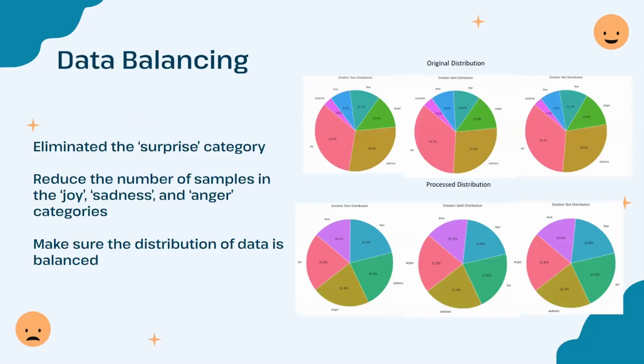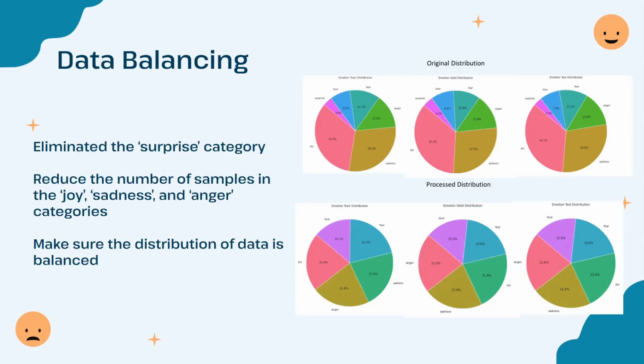We also did data balancing. It is to equalize the representation of each emotion in our datasets. First, we eliminated the surprise category due to its low frequency. We then proceeded to reduce the number of samples in the joy, sadness, and anger categories. This prudent pruning was guided by the need to retain sufficient data for model training while striving for balance across the remaining categories.